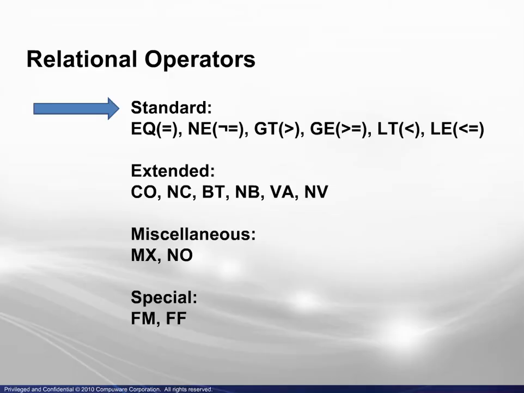The standard operators may be specified with the two-character abbreviations shown or with the corresponding symbols. The 6 extended operators are paired: contains and not contains, between and not between, valid and not valid. More detailed explanations and examples are given a bit later. The miscellaneous operators for bit string interrogation are not covered in this module.